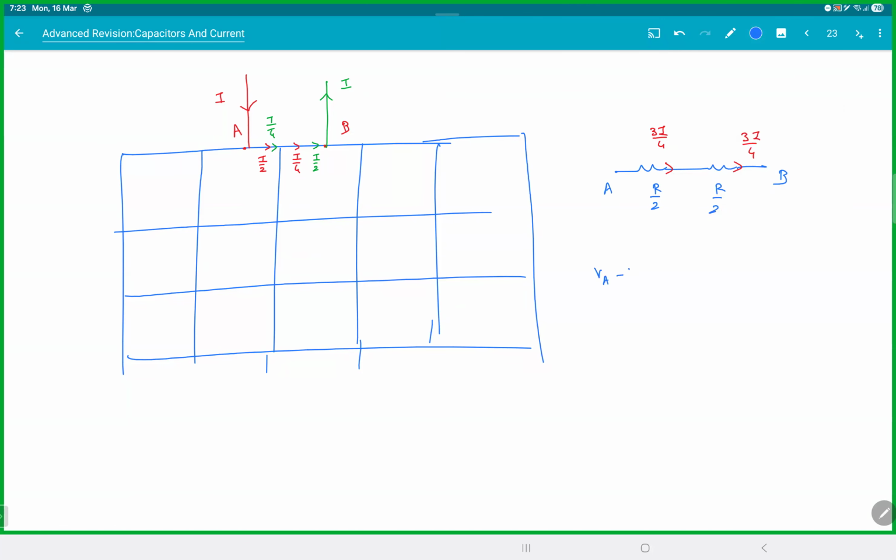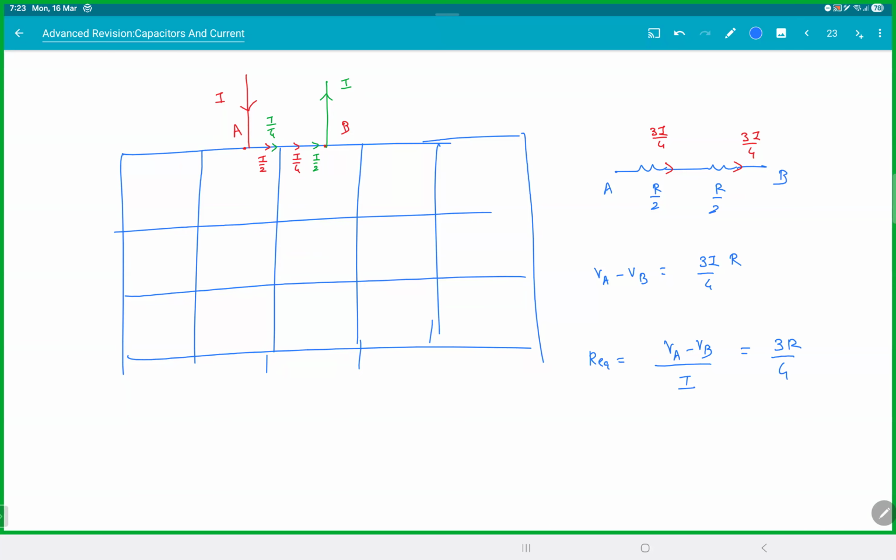Then we know VA minus VB is equal to 3I by 4 into R. And we know R equivalent is nothing but... what is R equivalent? If you apply a battery, VA minus VB, and the current through the battery is I, so that would come out to be 3R by 4. So that entire grid resistance is 3R by 4. Are you clear with this?